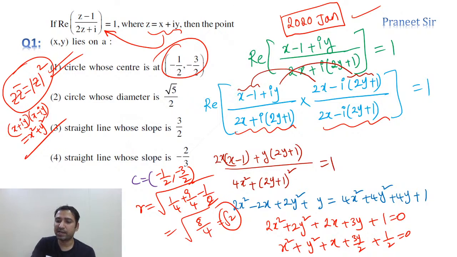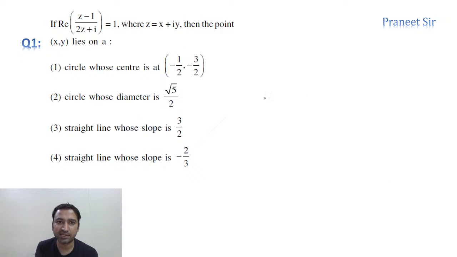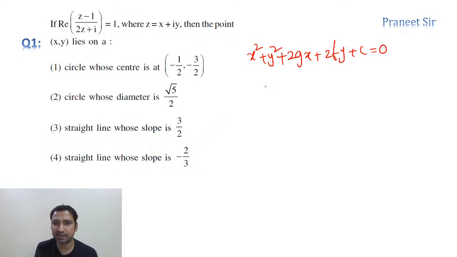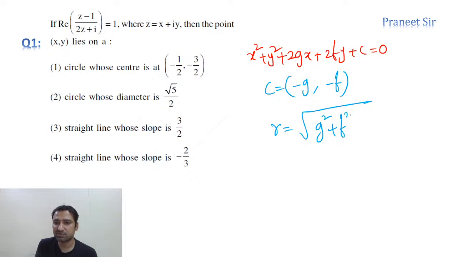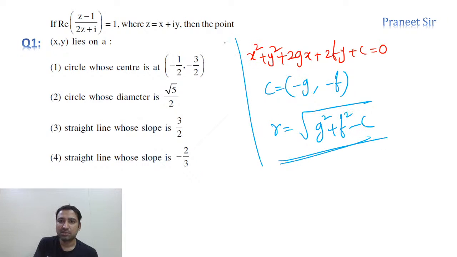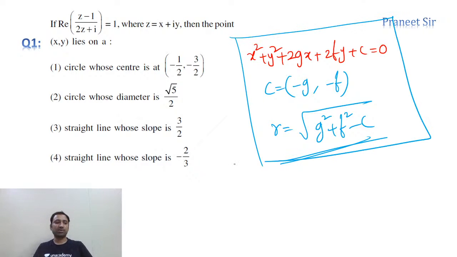Okay, very good. So let me tell you the basics about circle, guys. If you don't know anything about circle, let's discuss here. x square plus y square plus 2gx plus 2fy plus c is equal to 0. If this is a circle, then center and radius we can calculate this way. Center is equal to minus g comma minus f. That means coefficient of x by minus 2 comma coefficient of y by minus 2, and radius we can calculate this way: square root of g square plus f square minus c. That's it. So if circle equation is given, calculating center and radius is very easy.